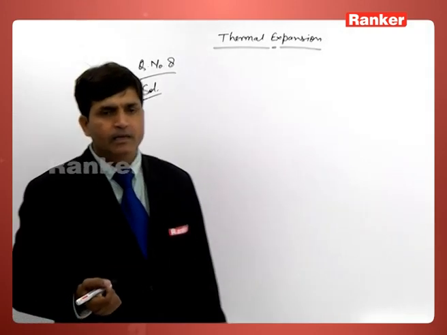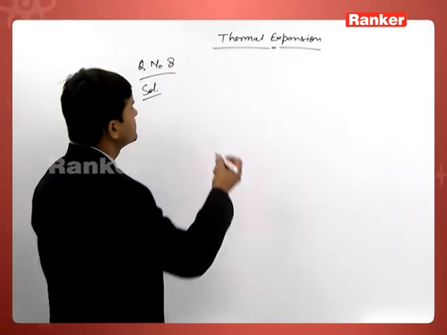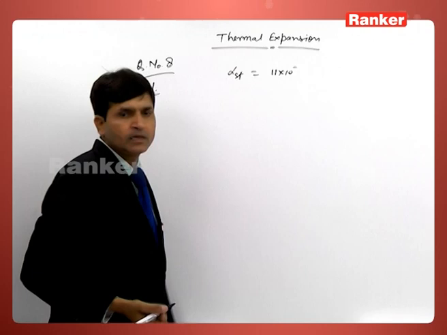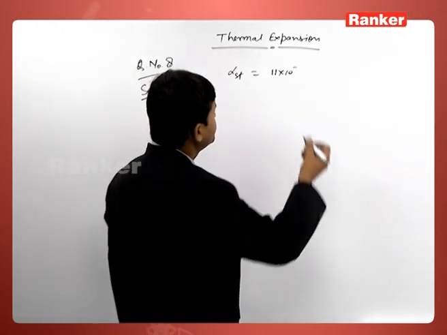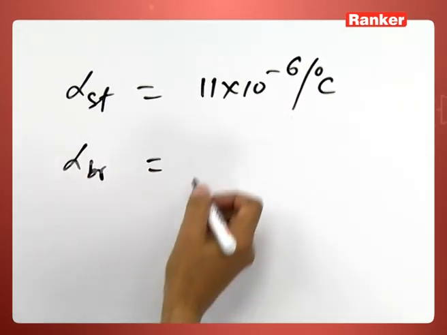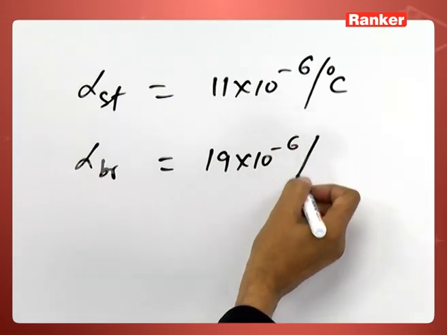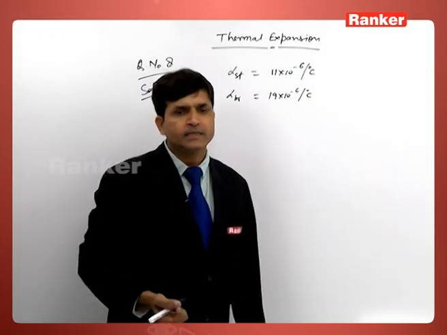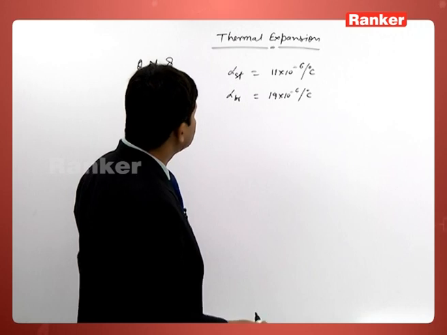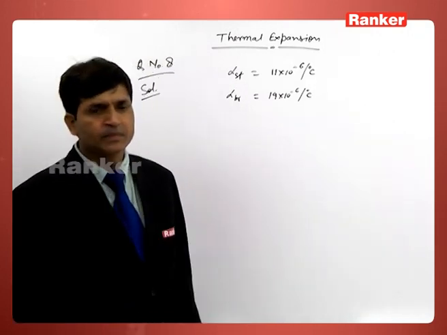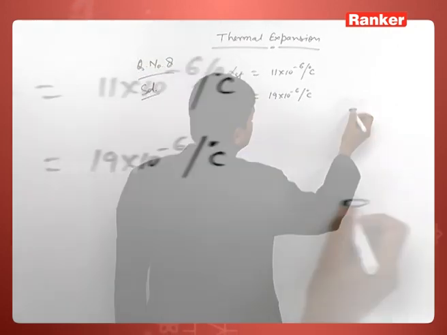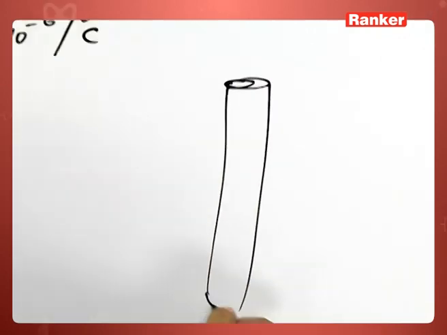Now first of all, see how to do this one. It is given that the expansion coefficient of steel, alpha for steel, is 11 into 10 power minus 6 per degree Celsius, and alpha for brass is 19 into 10 power minus 6 per degree Celsius. The steel scale gives the correct reading, and the length of the brass tube measured by it at 40 degrees Celsius is given. We can say, let this be your brass tube.